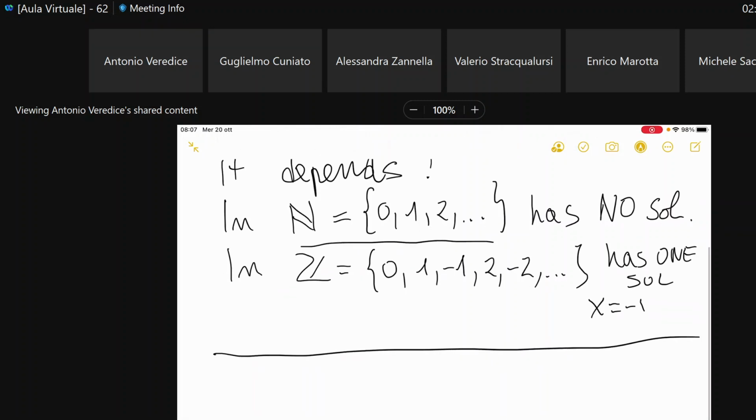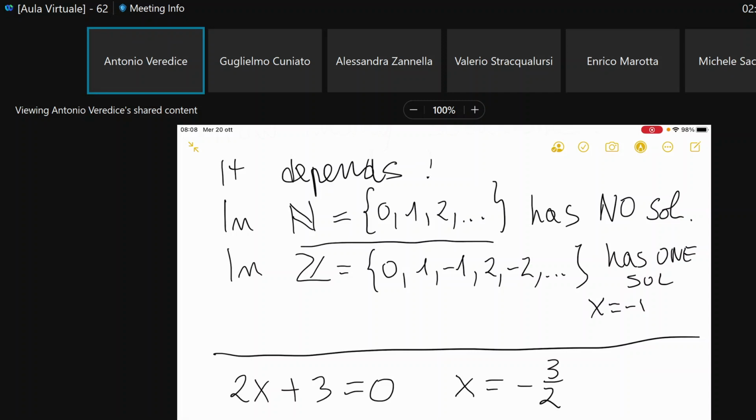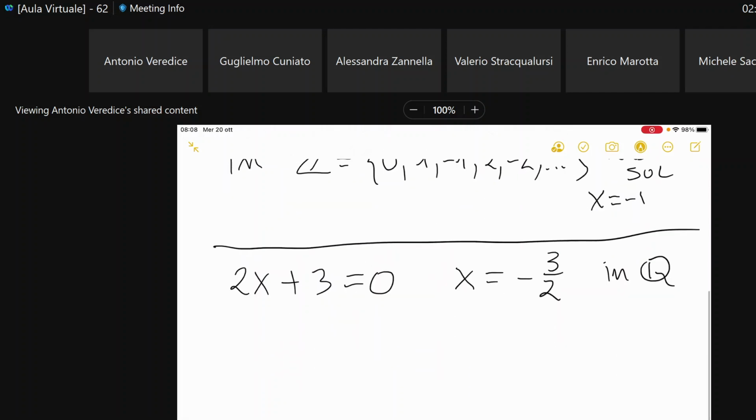So the same for the equation 2x plus 3 equals 0. This has no solution in N, no solution in Z. It has one solution in Q, x equals minus 3 over 2. This is a solution in Q, where Q is the set of rational numbers. And so on.